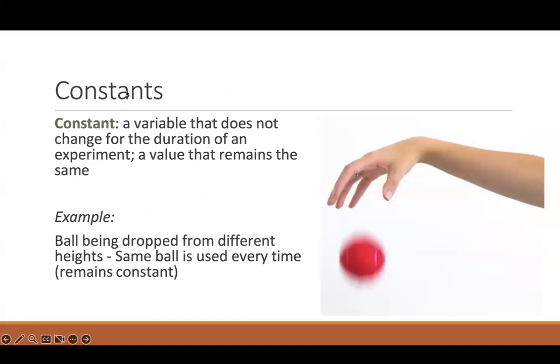So, as we were talking about, the other type of variables we have are controlled or constant variables. You might hear them called constant variables or controlled variables. These are just the ones that we don't want to have change throughout the duration of the experiment so that we can rest assured that they will not potentially have an impact on what we're measuring. So in this example, this ball being dropped from different heights, we might use the exact same ball every single time. So we know that the type of ball doesn't have an effect on how high it's going to bounce.